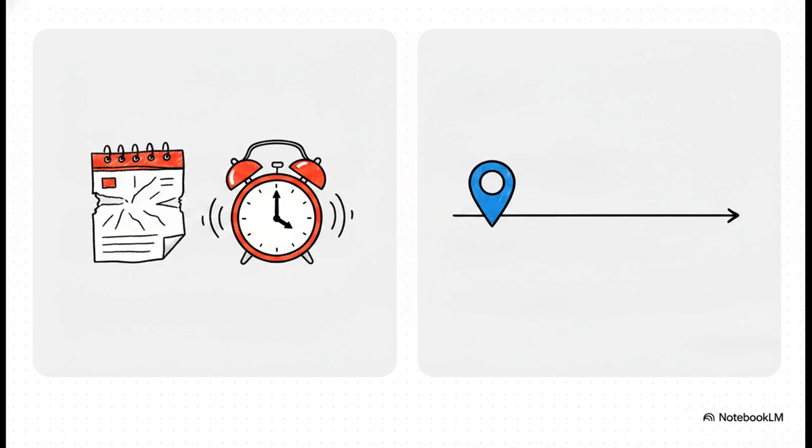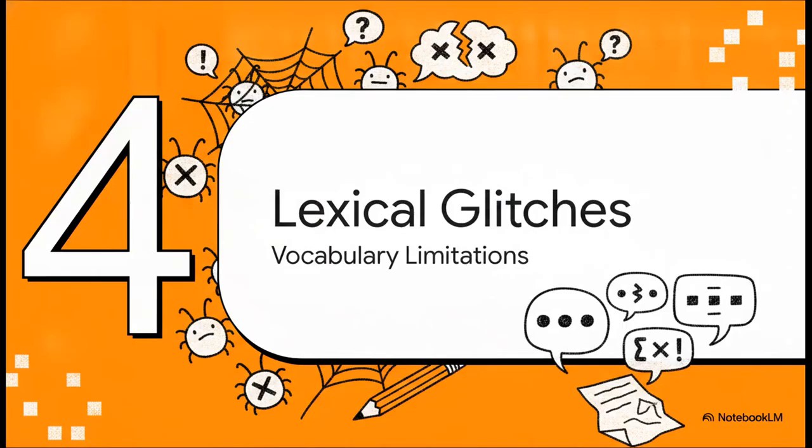The patch couldn't be simpler. Stick to the simple past. In 2010, the figure rose. Next up is Section 4, lexical resource glitches. These are your vocabulary limitations.